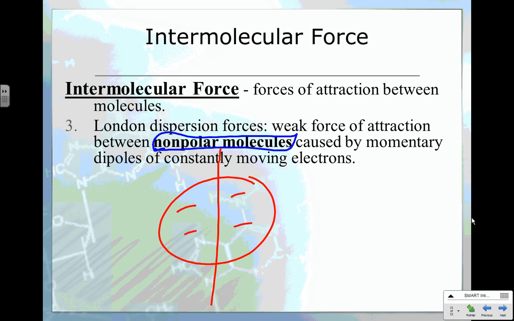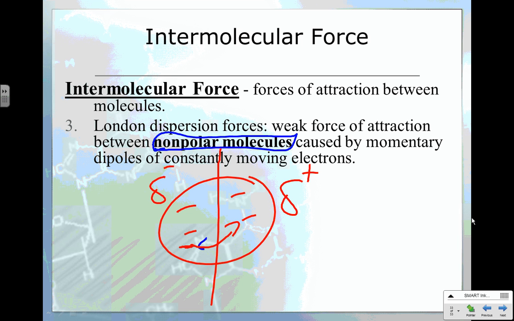But remember, these electrons are constantly moving. So over time, as these things move around, this electron might, for a brief instant in time, end up over here. And then at that point, when that electron is shifted, what we have is a slightly negative region on this side, a slightly positive region on that side. We've created a dipole. But it's only going to exist for a very short period of time because sooner or later that electron is going to move back over here. So for a brief instant in time, we get momentary dipoles.